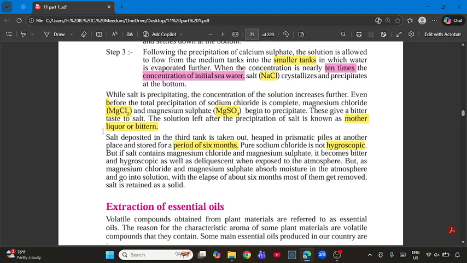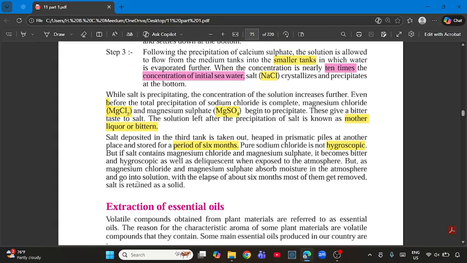Salt deposited in the third tank is taken out, heaped in prismatic piles at another place and stored for a period of 6 months. Pure sodium chloride is not hygroscopic, but if salt contains magnesium chloride and magnesium sulfate, it becomes bitter and hygroscopic, as well as deliquescent when exposed to the atmosphere.